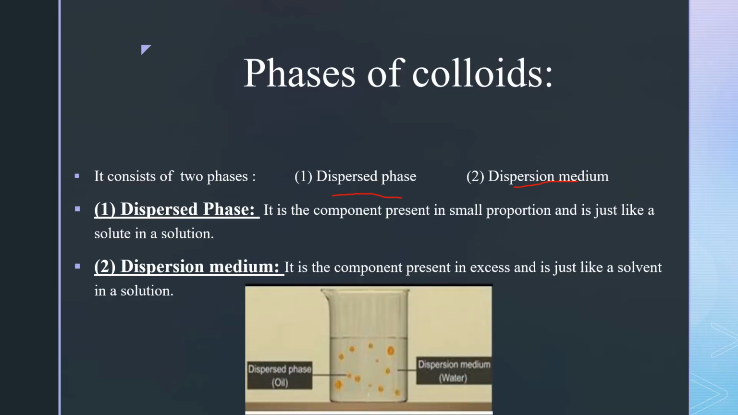This can be seen by the image also. Suppose we have a mixture of oil and water. In that case water will be considered as dispersion medium and oil will be considered as dispersed phase. That which is in lesser amount is the dispersed phase, and that which is in larger amount is the dispersion medium.